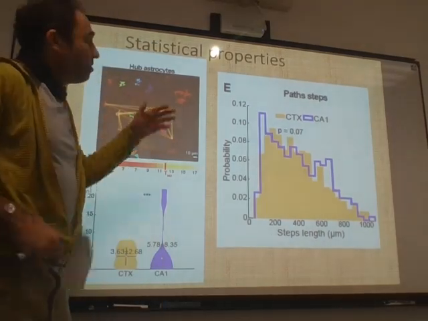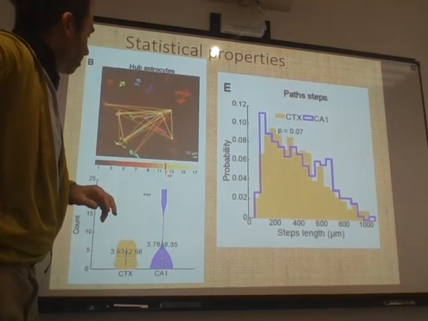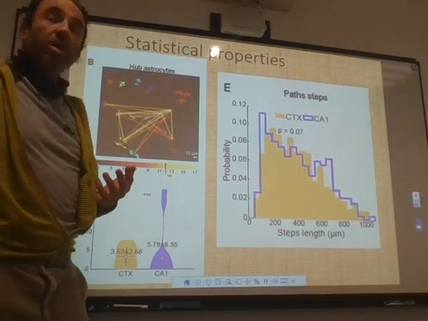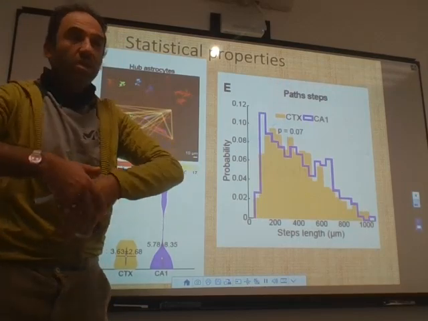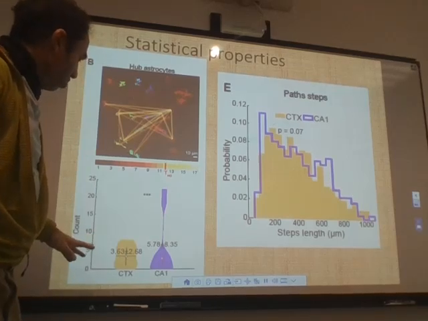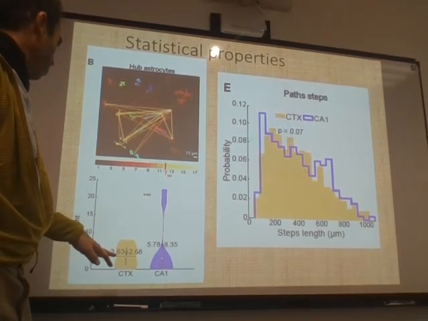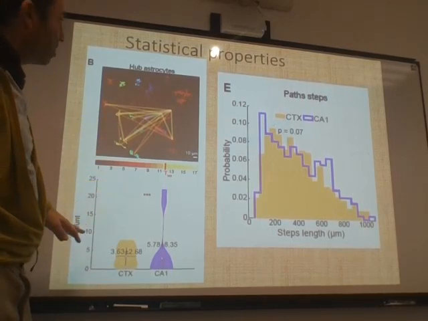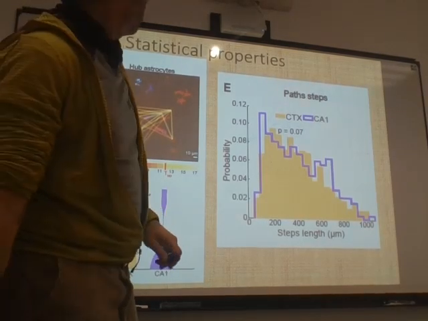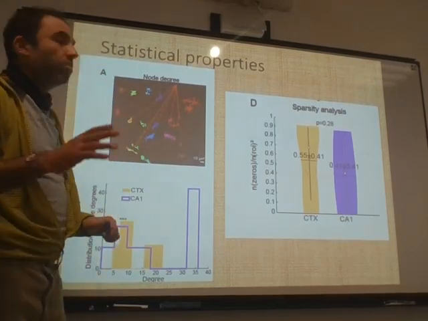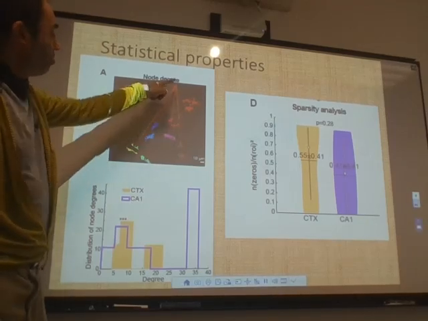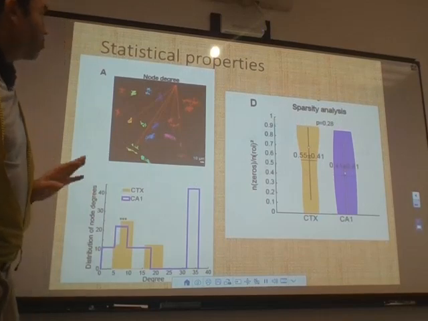All right, and then we started to look at the statistical properties. For example, we asked, are there astrocytes that are heavily connected to most of the ones in the network? So this is the distribution of the connectivity. Maybe I should have presented the degree first. Let's start with the degree. The degree is the number of links you have between the other astrocytes.